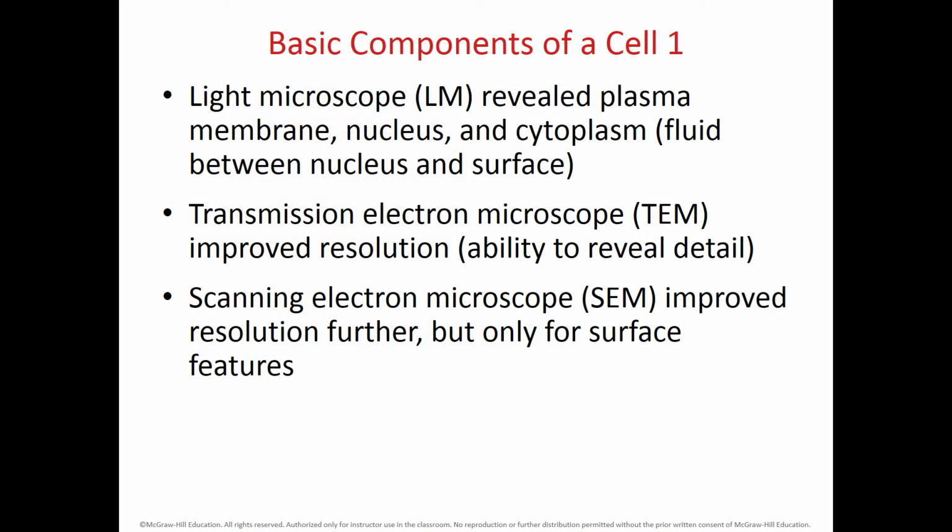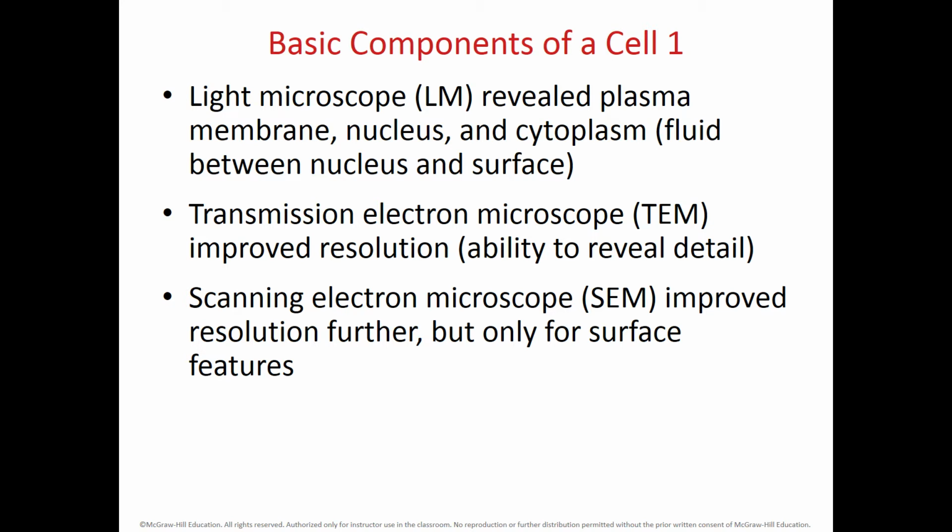Now the cell has basic components that can be studied with different microscopes. The microscope that we use in the lab, that is most commonly used in education, is a light microscope. With the light microscope, you can see structures like the wrapping of the cells, which is the plasma membrane. You can see the nucleus, and then you can see the cytoplasm, which is the fluid that is located between the nucleus and the plasma membrane.